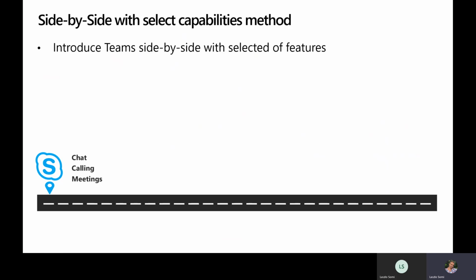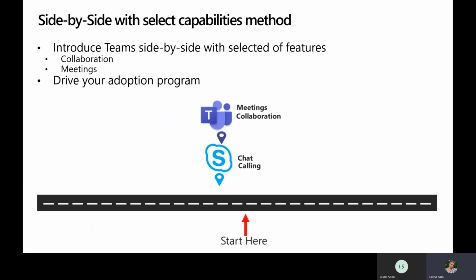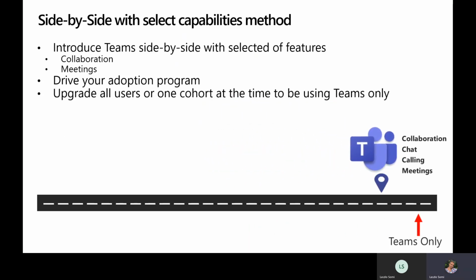Side-by-side with select capabilities method is our other choice. You introduce Teams side-by-side to Skype for Business with collaborative features only. So Teams and channels, line of business applications, the application platform is all available. There are no overlapping capabilities there. When you're ready, you move meetings to Office 365 to Teams. So this scenario is more targeted for on-premises organizations, and you could start your journey here as well. You drive your adoption program and you upgrade all the users or one cohort at a time to be using Teams only.